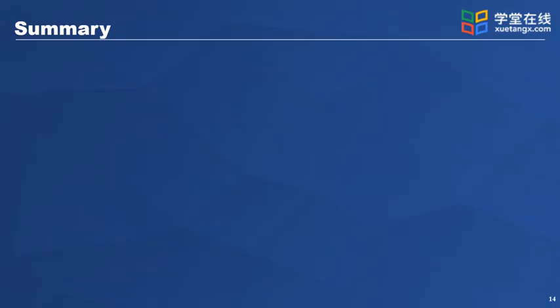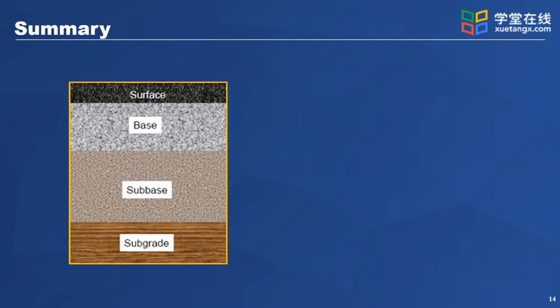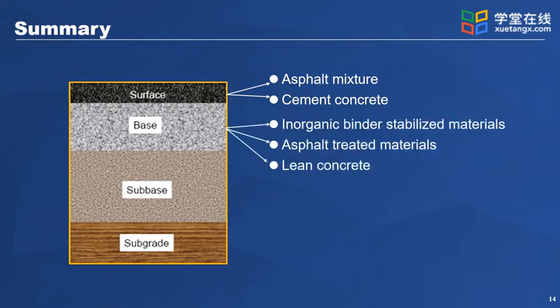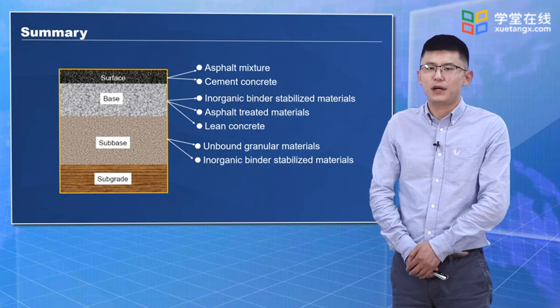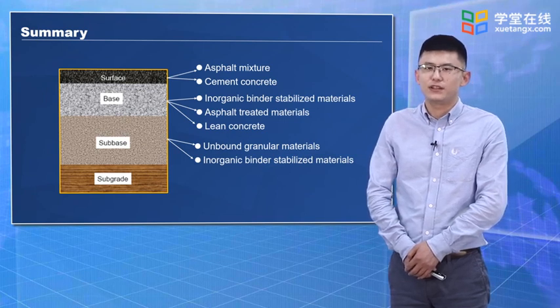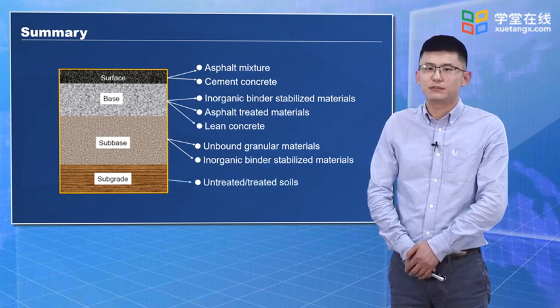So the summary of this section: for the pavement, we have the surface, base, subbase, and subgrade. For different layers, we have different materials. For example, for the surface, we can use asphalt mixture and cement concrete. For the base, we can use the inorganic binder stabilized materials, asphalt treated materials, and lean concrete. And for the subbase, we can also use the unbound granular materials and also the inorganic binder stabilized materials. For the subgrade, sometimes we can use untreated or treated soils.